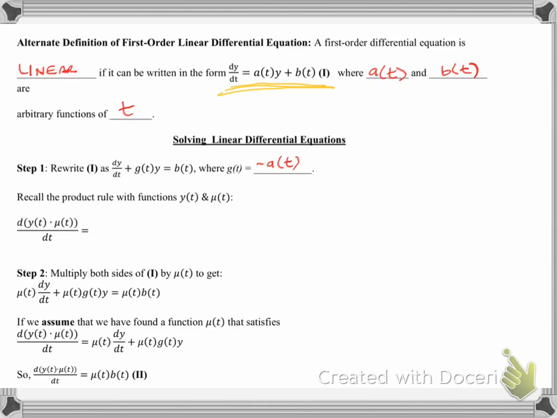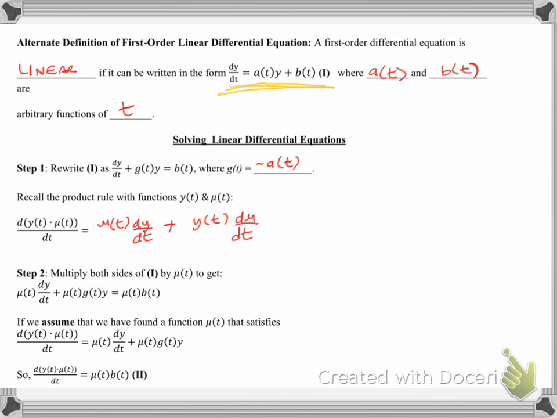Recall the product rule with functions y of t and mu of t. The product rule you should remember is the derivative of the first times the second, so I'm going to write this as mu of t times dy over dt, plus the derivative of the second times the first, so plus y of t times d mu over dt. I just wrote it that way because I wanted the functions in front. If you want, you can write dy dt times mu of t, but I just wanted to make sure it's clear. Now step 2, so that's step 1, is to look at the product rule.